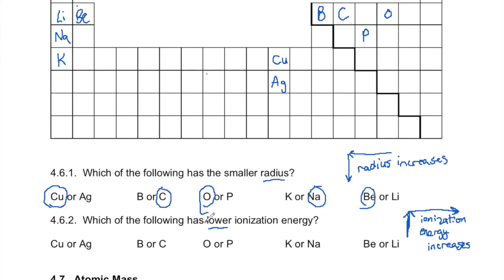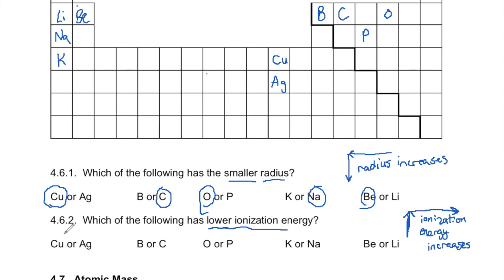So we want the lower ionization energy. That would be the larger atom. So that's the complete opposite of what was being asked for in 4.6.1. In 4.6.1, we circled the smaller atoms. The lower ionization energy would belong to the larger atoms. It would be the opposite.